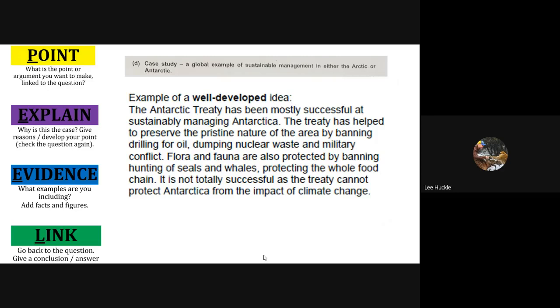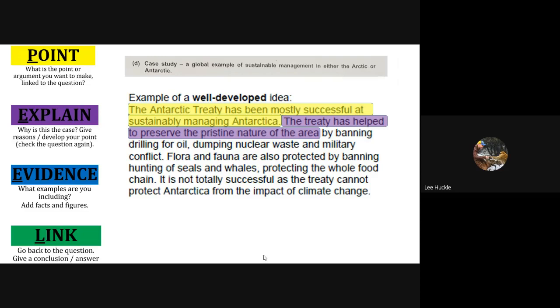Let's have a look to see where this person is using PEEL to answer the question in this particular paragraph. What I've done here is highlight in yellow, the same color as the point, the parts of the paragraph where they're making a point. So they say here the Antarctic Treaty has been mostly successful at sustainably managing the Antarctica. So they've gone straight in with a point. What they then have done, as you can see here, is explain that point. The treaty has helped to preserve the pristine nature of the area. Clear expansion of the point.